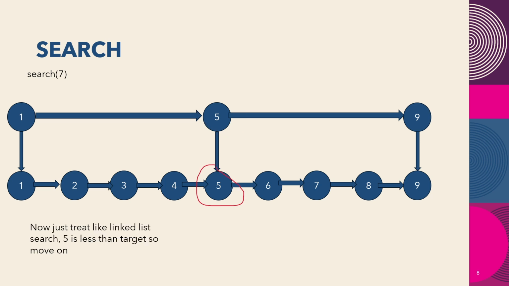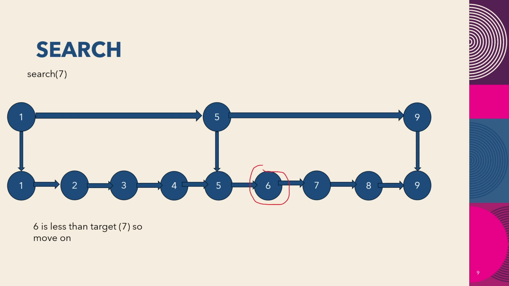So as you can see by that circle, we've moved down to the 5 of the level 0 there. And now basically we're just treating it like a linked list that we're searching through. So we're just checking, is 5 the target? It's not, so we're going to move on. And 6 is still not the target, so we're moving on. And now we found the target at 7.